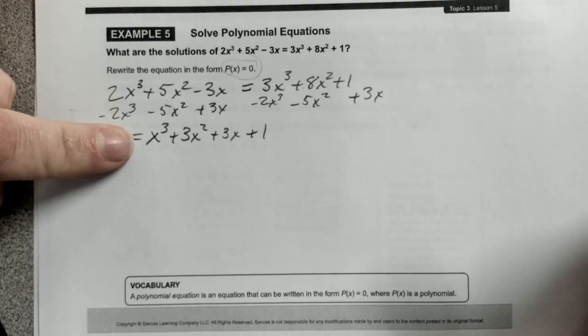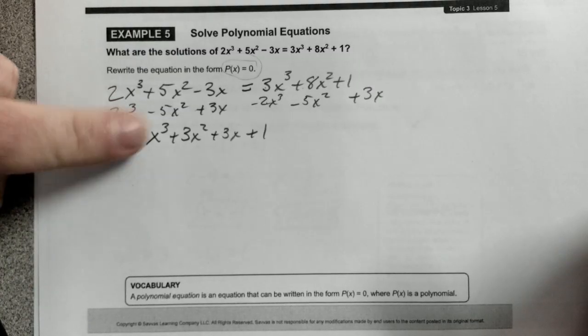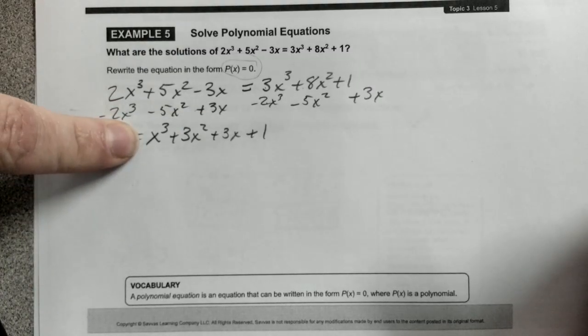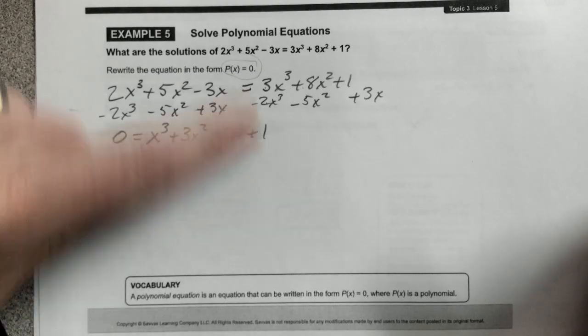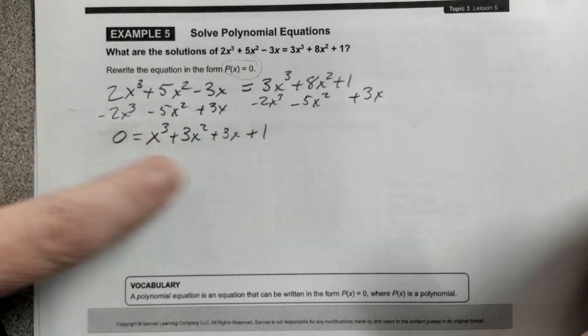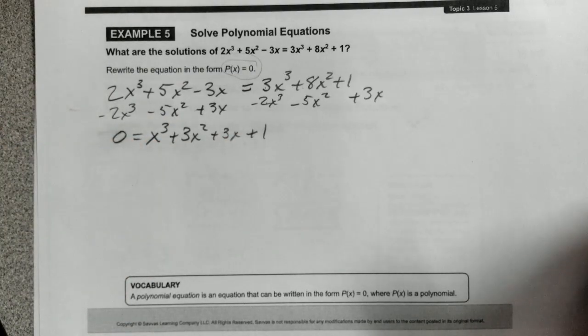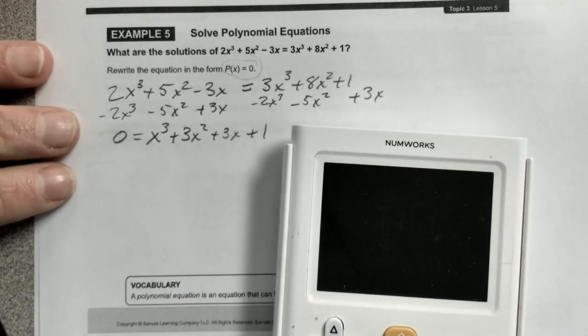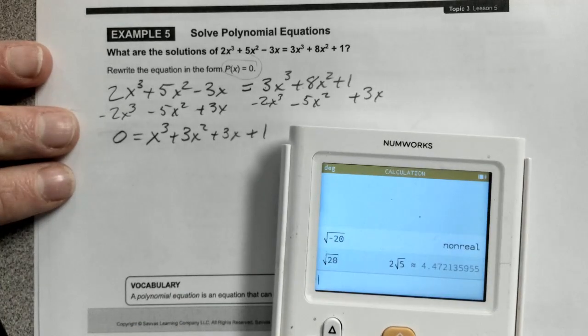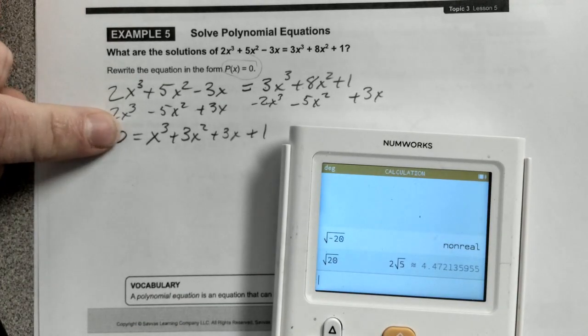All right, so we have to figure this out. How on earth are we going to get all of the zeros out of this thing? X cubed. I don't know how to solve that equation. So what we're going to do is use our calculators, and we need to go graph it to see what we get.